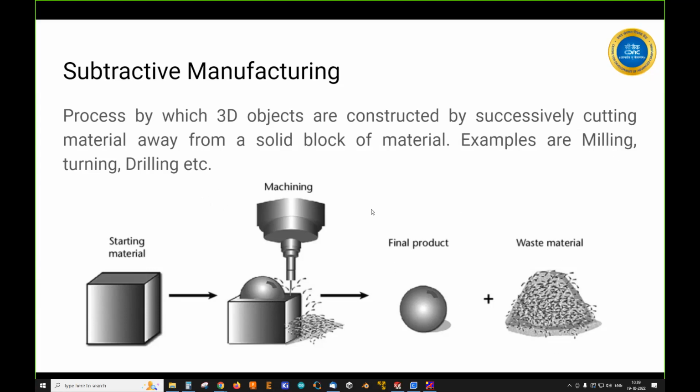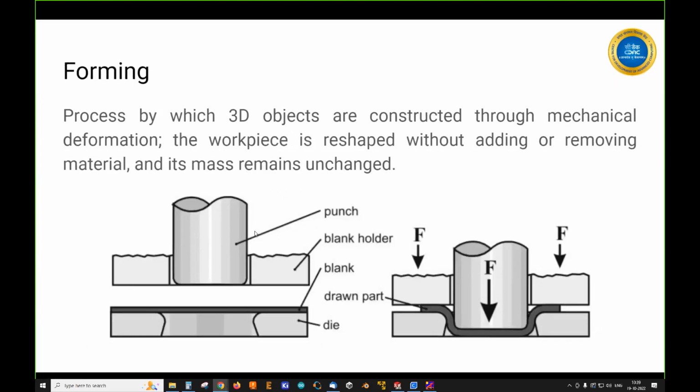I am just explaining only 4 commonly used manufacturing processes. There are many more manufacturing processes, but I am not going to explain those. Just for your understanding, I am explaining the commonly used ones only. Next one is forming. Forming is the process by which 3D objects are constructed through mechanical deformation. So the objects undergo plastic deformation through some hydraulic punch or something like that, and are deformed to get a functional part.